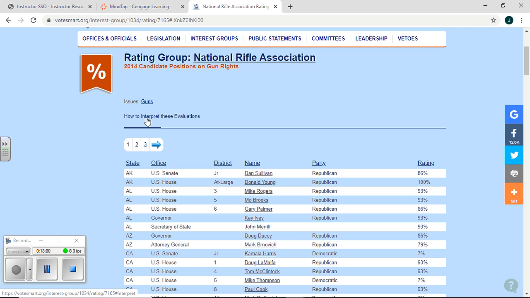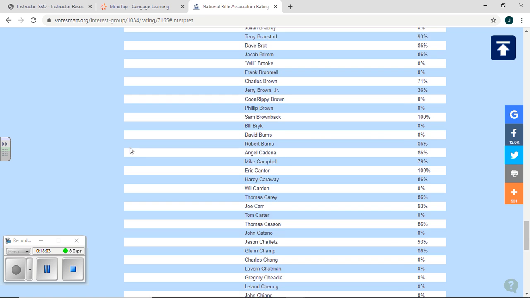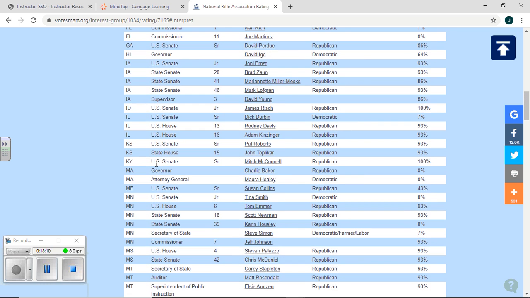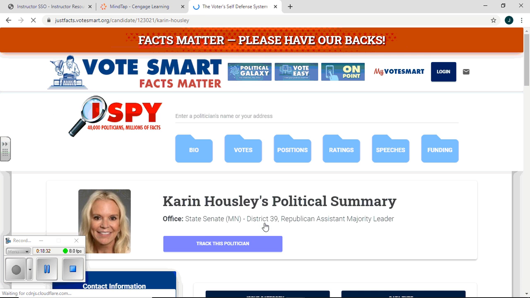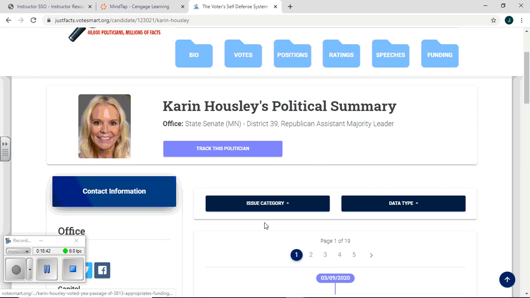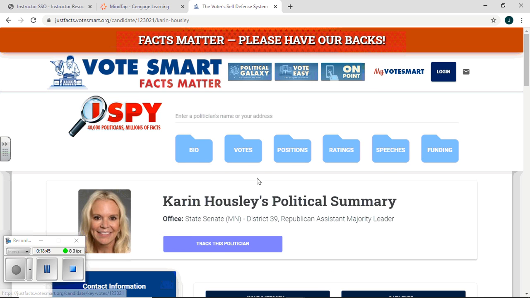You can get how to interpret these evaluations, but long story short, you start looking at this, and here, let's go to our state. So they said Mitch McConnell always votes for pro-gun legislation, right? But then you look at some of these, they have horrific ratings because either I would assume they never did, or here, let's check and see what, for example, Karen Housley, that's a Republican. What's the deal? Well, I'm sure we would have to do a little more digging on this one. Here, votes. Is that it? Votes.